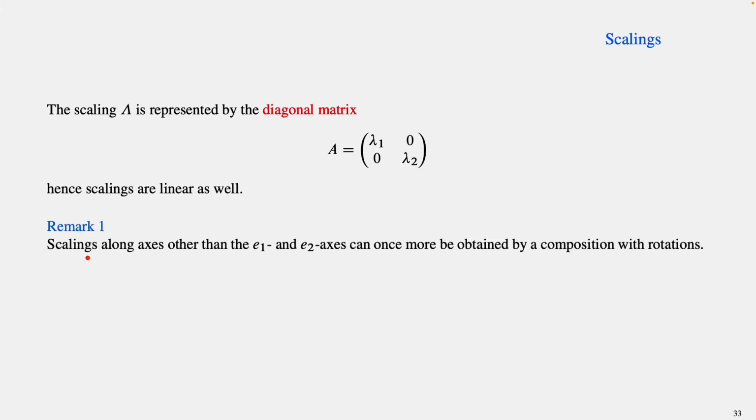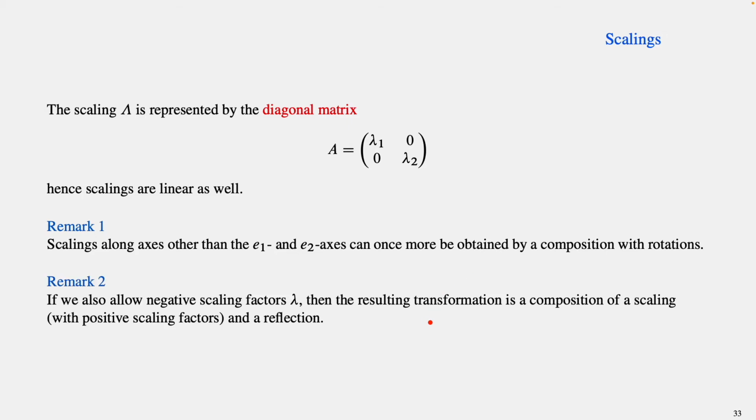The first remark, as usual, scalings along axes other than the first two coordinate axes can be obtained by composing with rotations, as we've seen for reflections and shearings. And in theory, we could also allow negative scaling factors, but that would just amount to combining a scaling with positive factors and a reflection. So we wouldn't gain anything new by allowing negative factors.